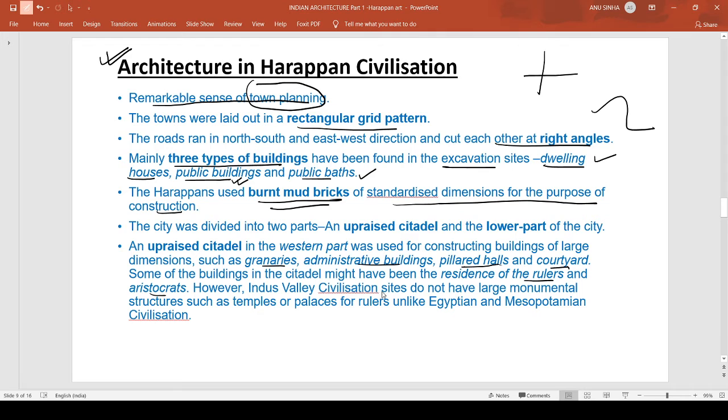However, Indus Valley civilization sites do not have large monumental structures such as temples or palaces for rulers, unlike Egyptian and Mesopotamian civilization. So here we do not find any evidence of large palaces and temples like we do in the Egyptian and the Mesopotamian civilization. Palaces or temples हम लोगों को यहाँ पे नहीं मिलता है.